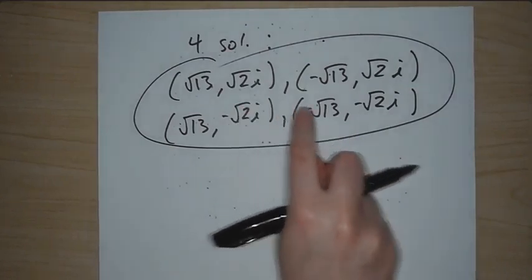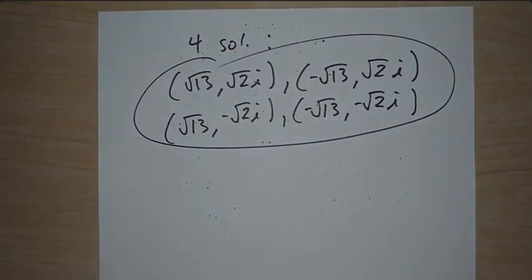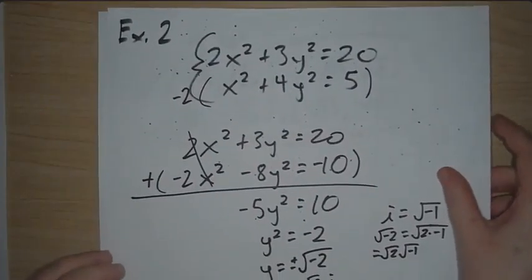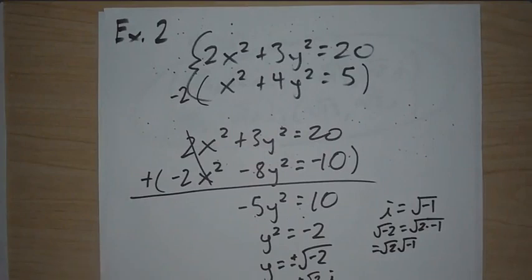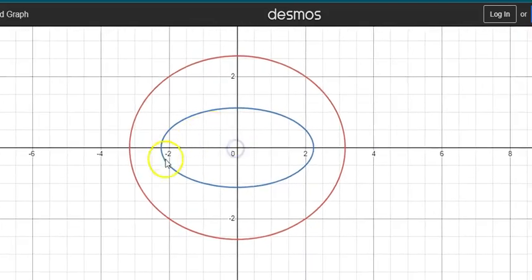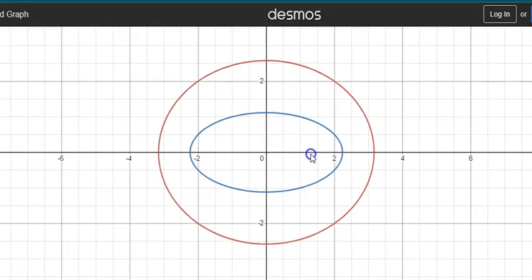We'll notice, however, that they are all imaginary. And if you graphed our original equations, this 2x squared plus 3y squared is equal to 20 and our x squared plus 4y squared is equal to 5, you'll notice that those are ellipses and that in reality they do not actually touch each other. So in reality they don't ever intersect. However, we found that in imaginary numbers they do.